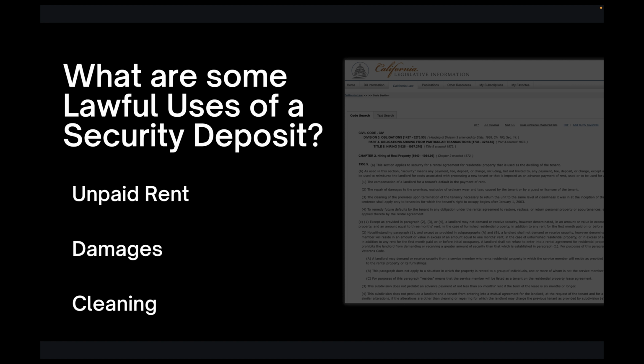3. Cost of cleaning the premises to restore it to the condition it was in at the beginning of the tenancy. 4. Uncorrected damages that were identified during the initial inspection but not corrected prior to the tenant's vacancy. And 5. Uncorrected damages that did not exist or could not have been identified during the initial inspection.